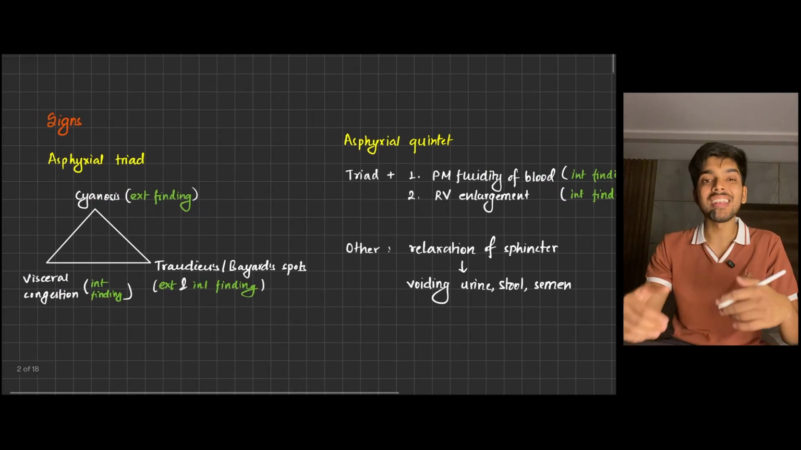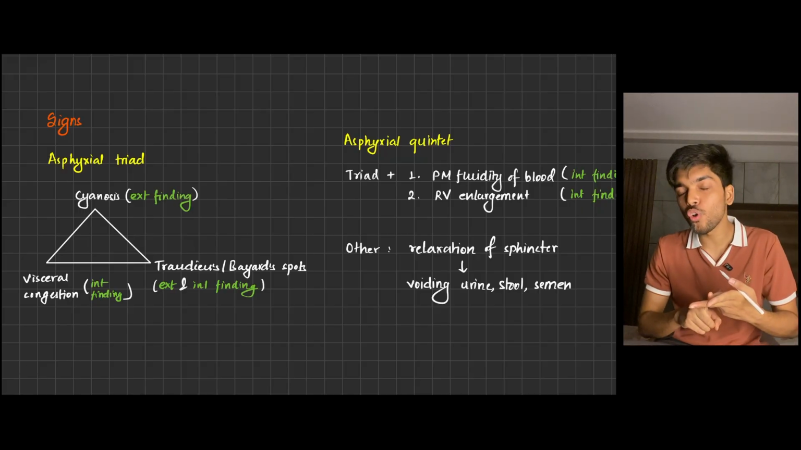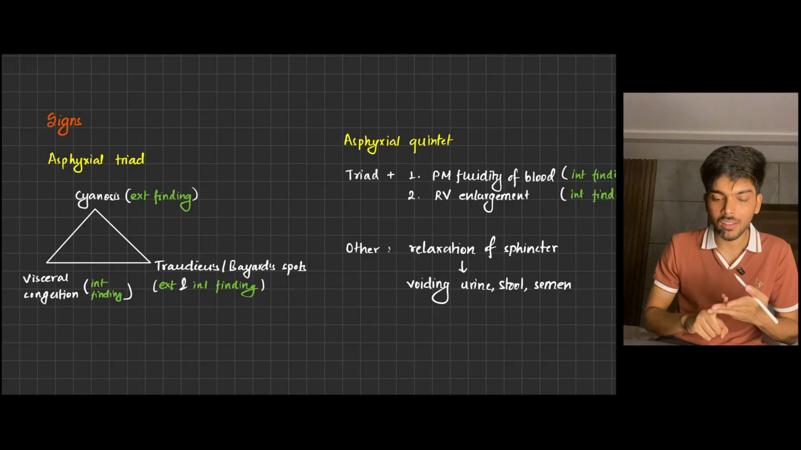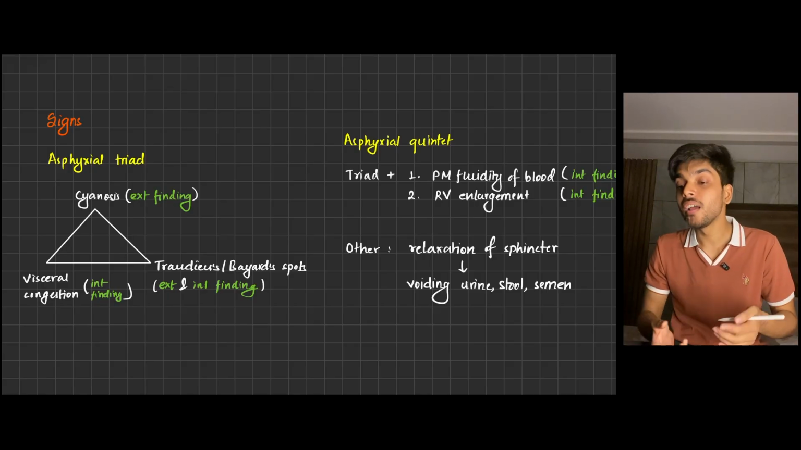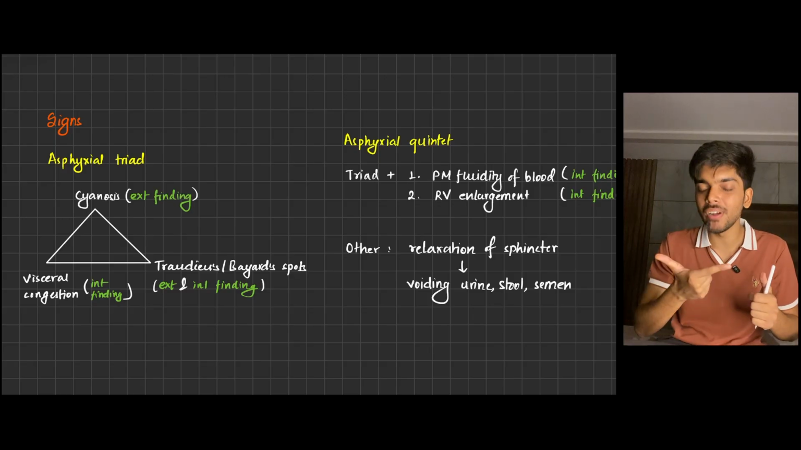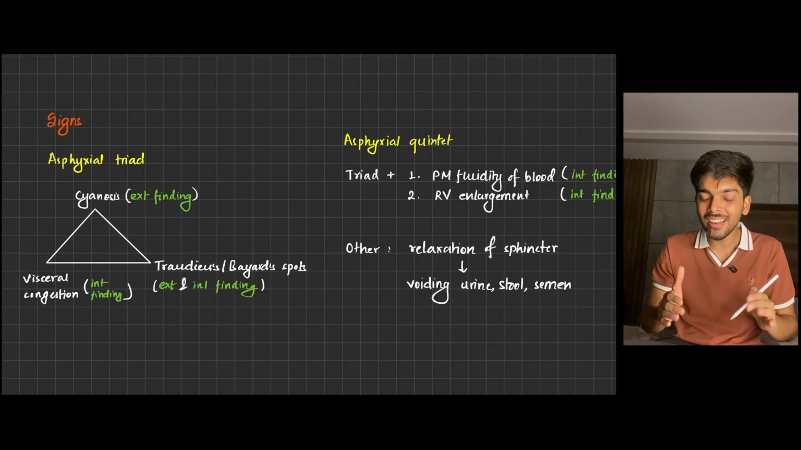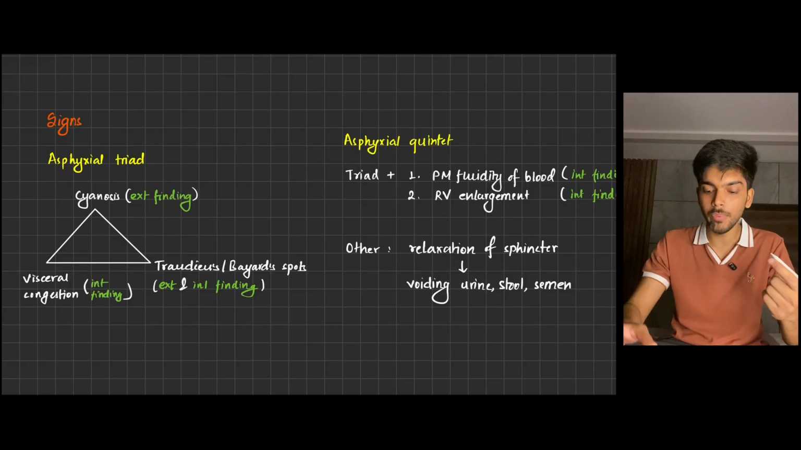So what do we have? We have asphyxial triad containing cyanosis, petechial hemorrhage or Tardieu or Bayard spot, and visceral congestion. Asphyxial quintet containing the triad plus two, post-mortem fluidity of blood and right ventricular enlargement, and other, that is the relaxation of sphincter leading to voiding of urine, stool, and semen.